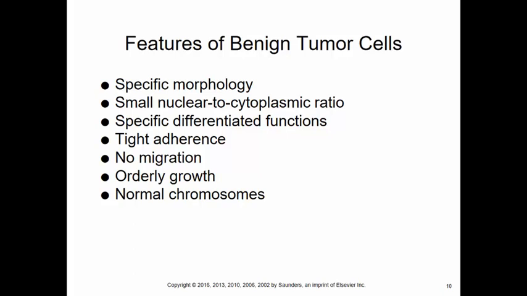They have specific differentiated functions. They continue to perform just like their normal cell. For example, in endometriosis, the endometrial tumors respond exactly as they would to levels of female hormones. So when the woman is menstruating, the endometrial tumors or endometrial lining, even if it's these endometriosis tumors, will still slough off. So they respond in the same way that a normal cell will. So they have specific differentiated functions.